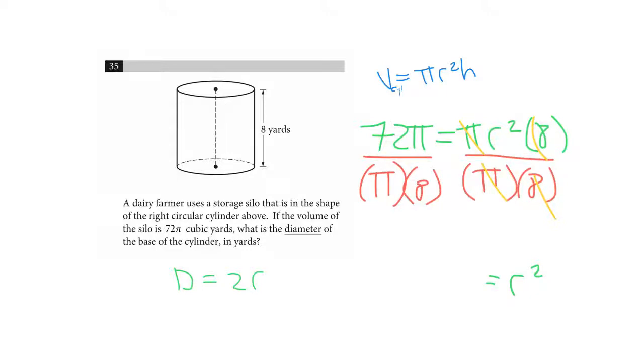equals... Let's think about this. 72 over 8 is going to be 9 over 1. And then the pi's cancel. So we end up with just a 9 over here, yeah? So we have r squared equals 9. And at the end of the day, we're not looking for r squared. We're looking for r. So we'd have to take the square root of both sides.